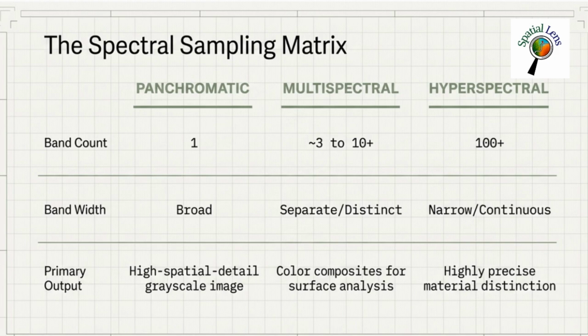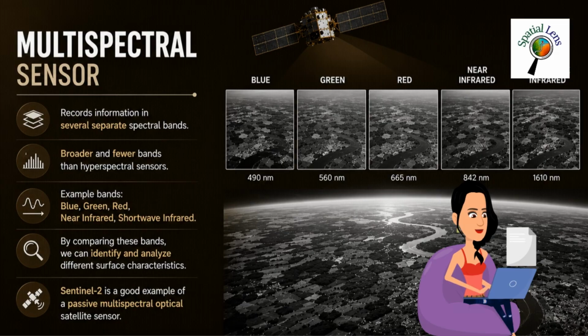information is important. A multispectral sensor records information in several separate spectral bands. These bands are generally broader and fewer in number than those of a hyperspectral sensor. For example, a sensor may record information in the blue, green, red, near-infrared, and shortwave infrared regions. By comparing these bands, we can identify and analyze different surface characteristics. Sentinel-2 is a good example of a passive multispectral optical satellite sensor.